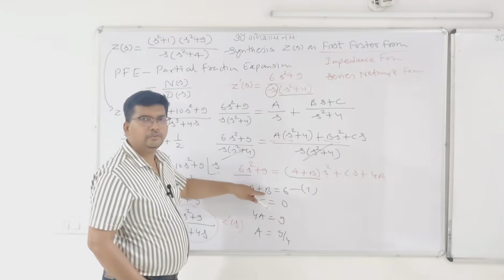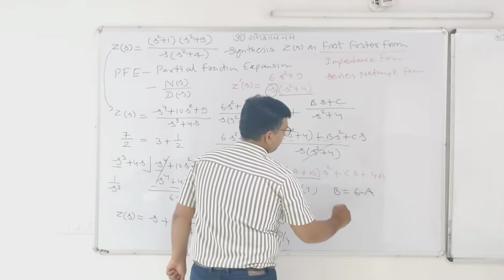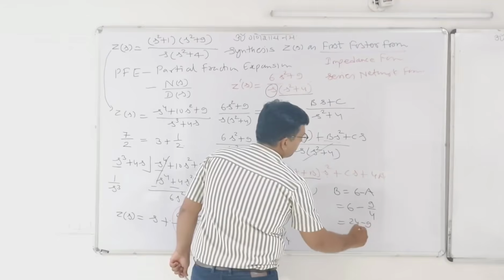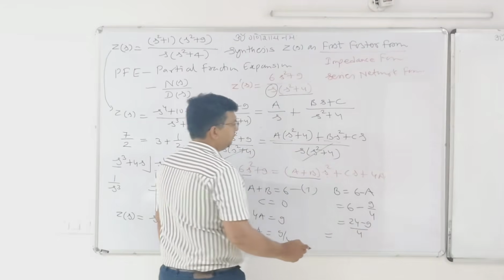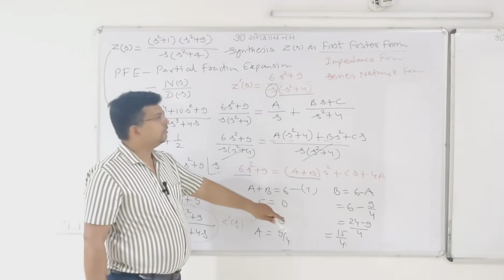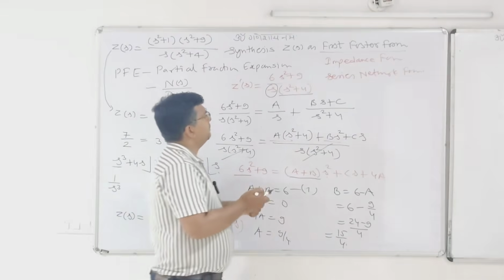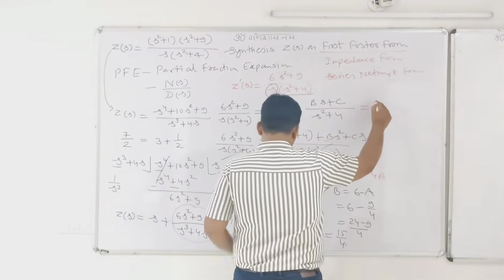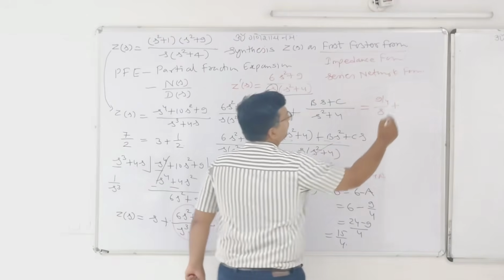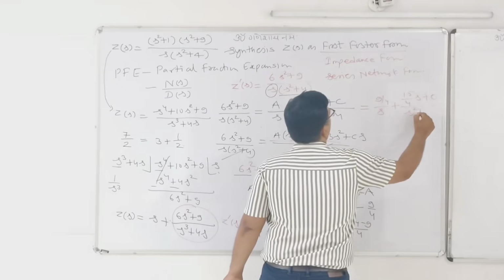Substitute the value of A, 9 by 4, into equation number 1. So what is B? B is 6 minus A. So this becomes 6 minus 9 by 4, which becomes 24 minus 9 by 4, which is nothing but 15 by 4. So once we know the values of A and B, we put them in the function Z'(s). So Z'(s) becomes (9 by 4) upon s, plus ((15 by 4)s + 0) divided by (s^2 + 4).